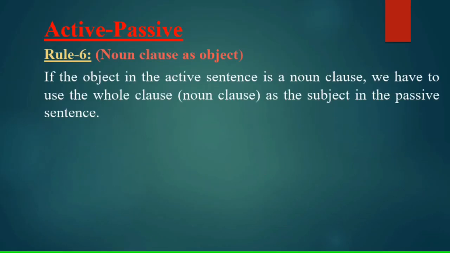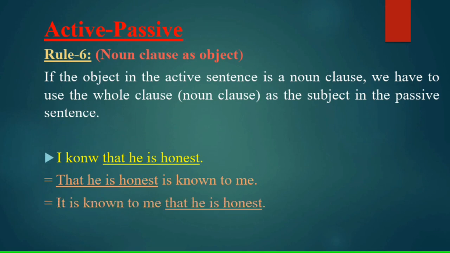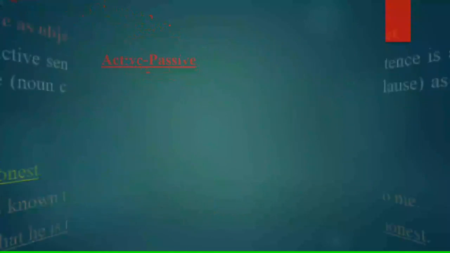Rule number 6, noun clause as objects. If the object in the active sentence is a noun clause, we have to use the whole clause as the subject in the passive sentence. Like, "I know that he is honest." Here, "that he is honest" is a noun clause acting as the object in the sentence. So the answer here will be, "That he is honest is known to me." You can also write in this way, "It is known to me that he is honest."